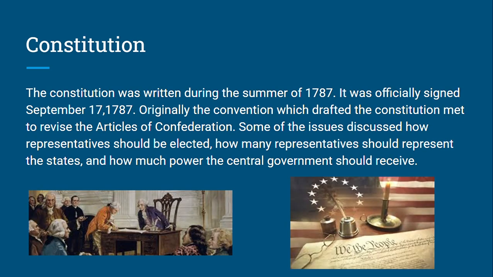The Constitution. The Constitution was written during the summer of 1787. It was officially signed September 17, 1787. Originally, the convention which drafted the Constitution met to revise the Articles of Confederation. Some of the issues discussed were how representatives should be elected, how many representatives should represent the states, and how much power the central government should receive.